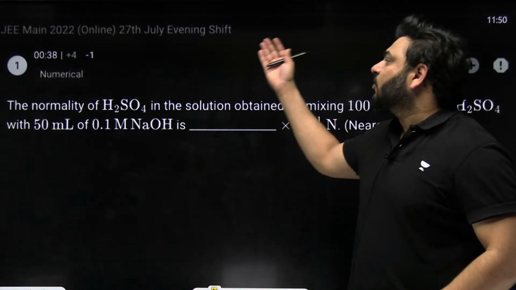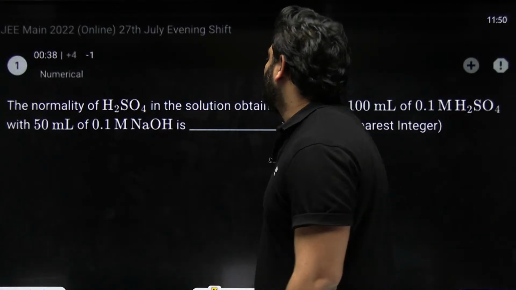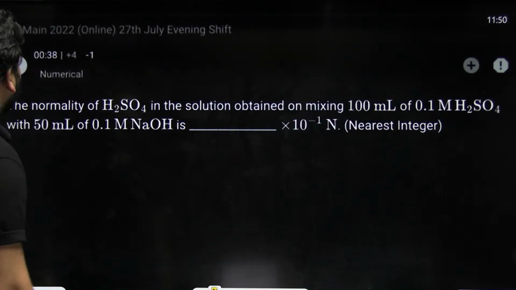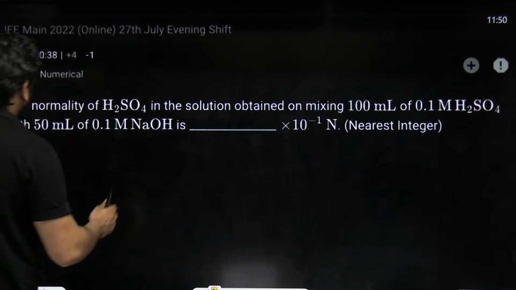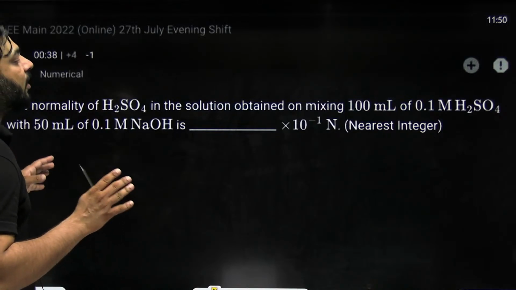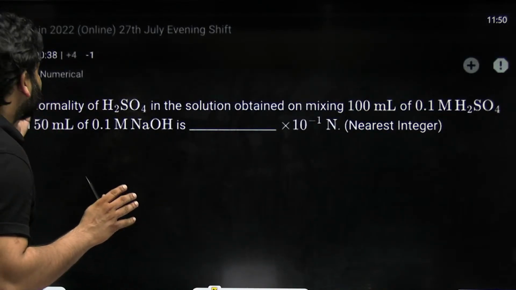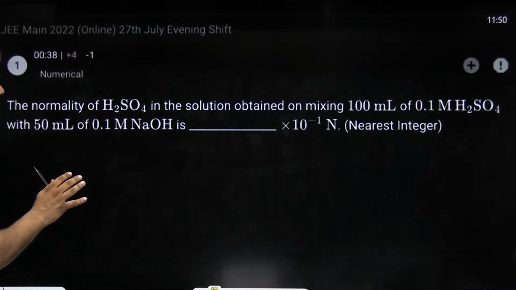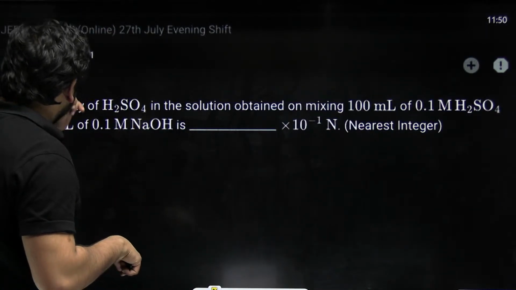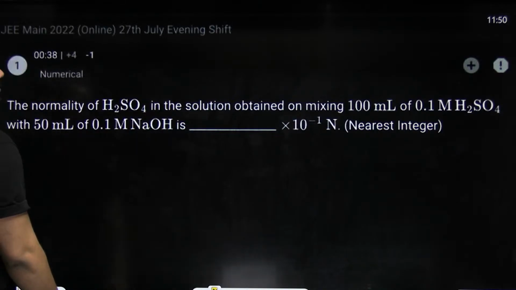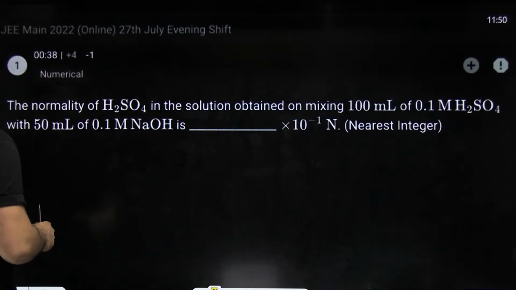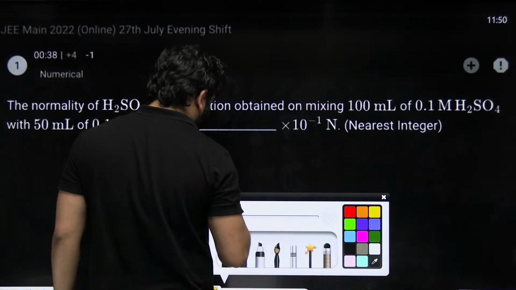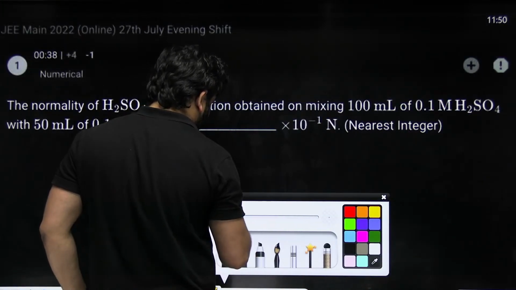Let's start from the very first question from the equivalence concept that appeared in the JEE Main 2022 online exam. The question is pretty simple and says: what will be the normality of H2SO4 in the solution obtained by mixing 100 ml of 0.1 molar H2SO4 and 50 ml of 0.1 molar NaOH? This seems a very easy question to me. We first add them, and H+ neutralizes OH-.